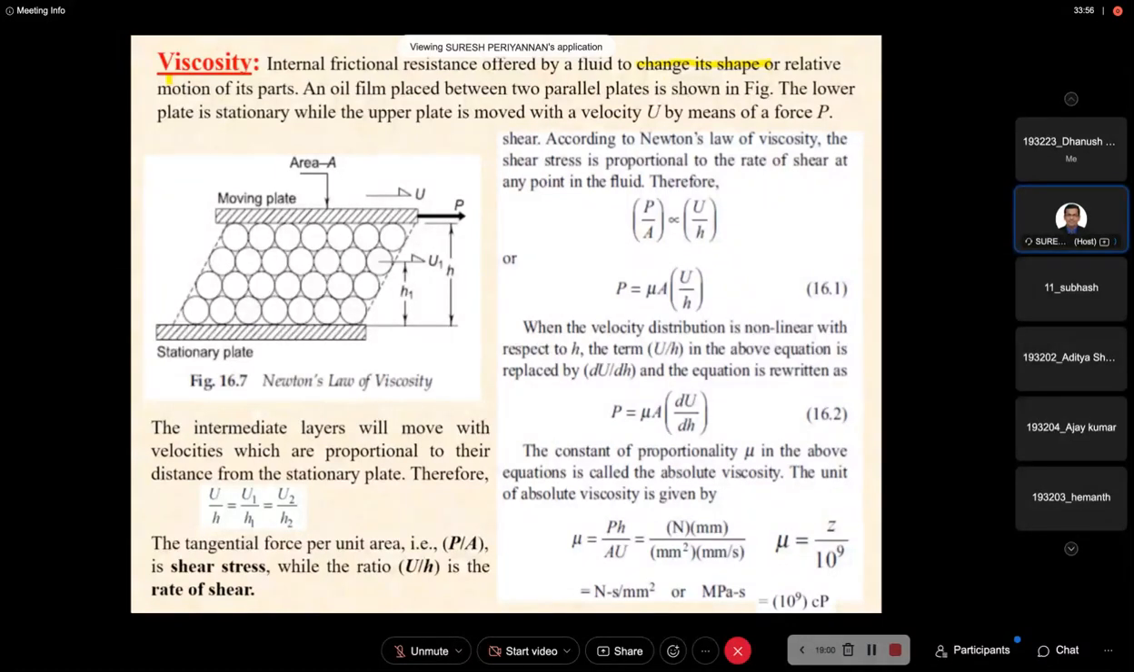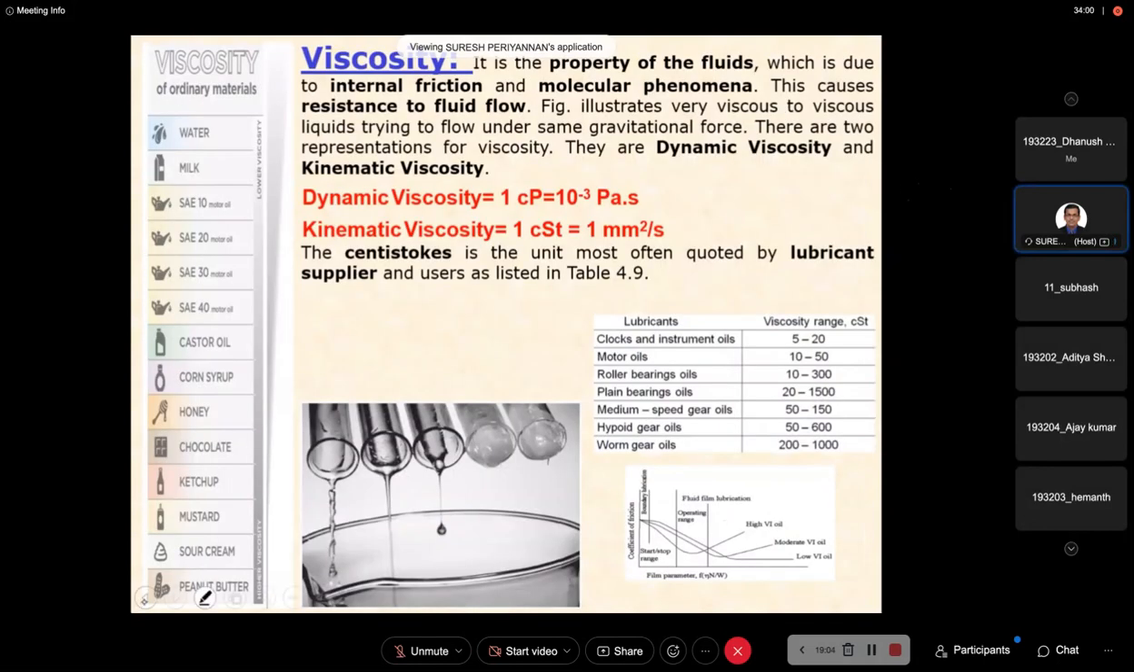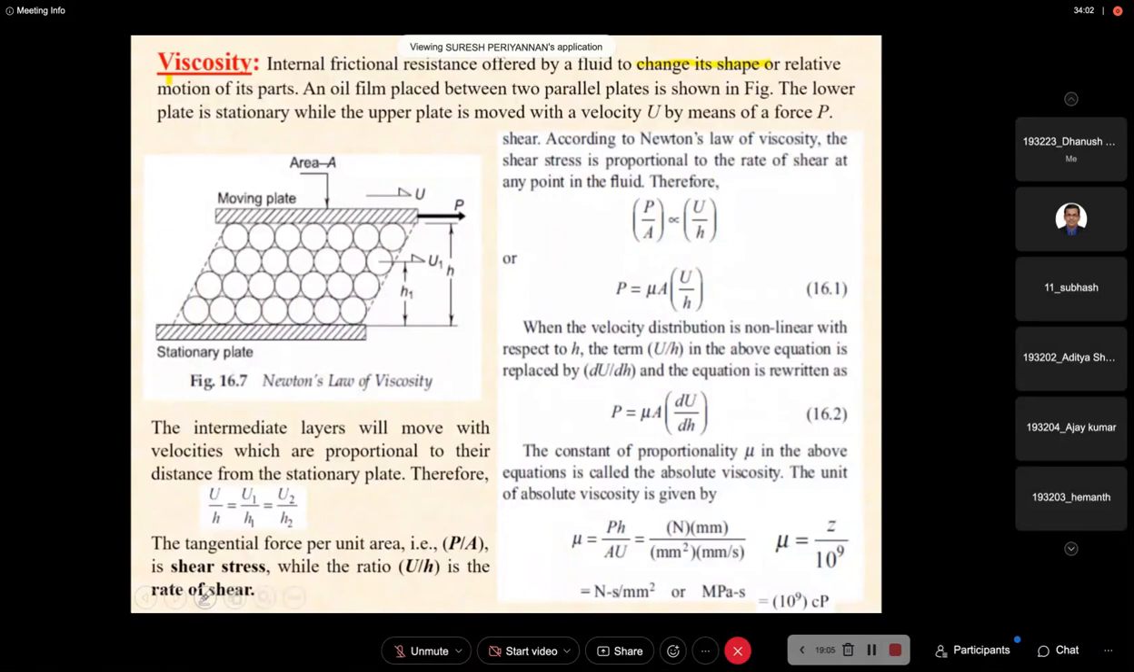Simple example, can you tell me that, please? Hello, what is change in shape? Well, sir, once repeat the question, sir. Yeah, the question is, see here.